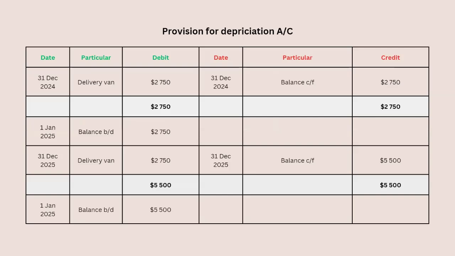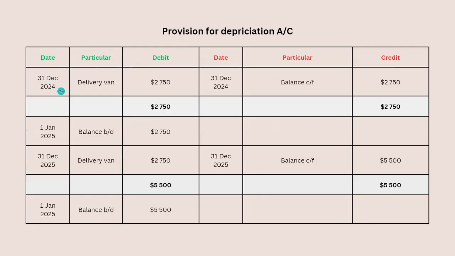Now we're going to see the provision for depreciation account. This is in the books of Sarah. This is how the ledger account for depreciation looks. It might seem a bit complex to you, but it's really, really simple. Since the expense is a debit, we're going to go to the debit side of the depreciation account.